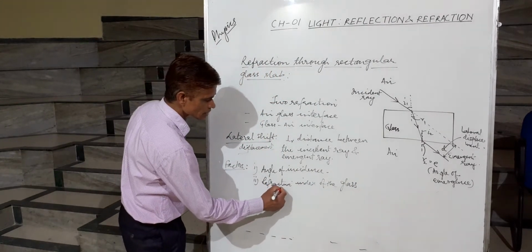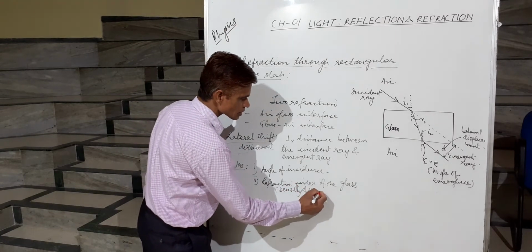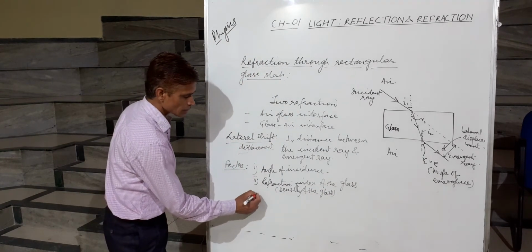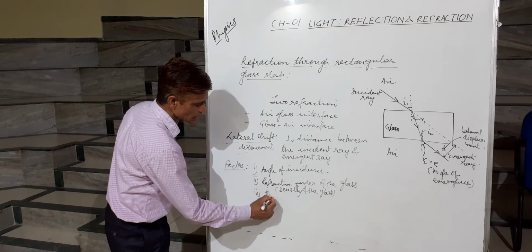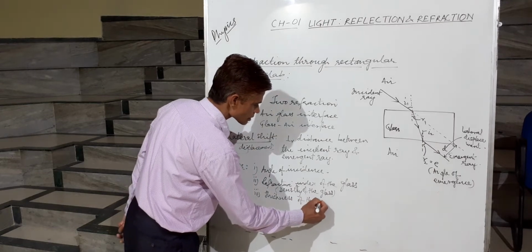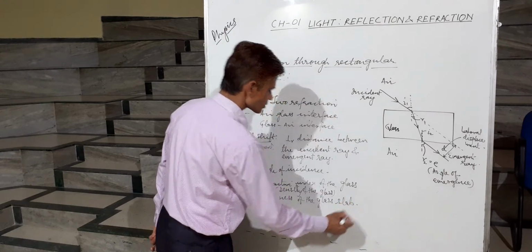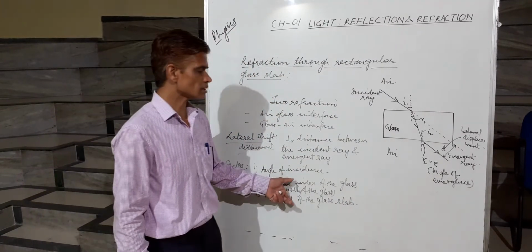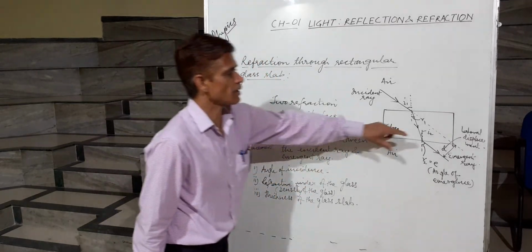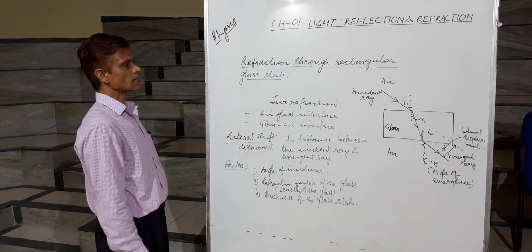Actually, you can see here the density of the glass. Third, it depends on the thickness of the glass slab. So these are the three factors on which this lateral displacement depends. So this was all about the refraction through the rectangular glass slab.